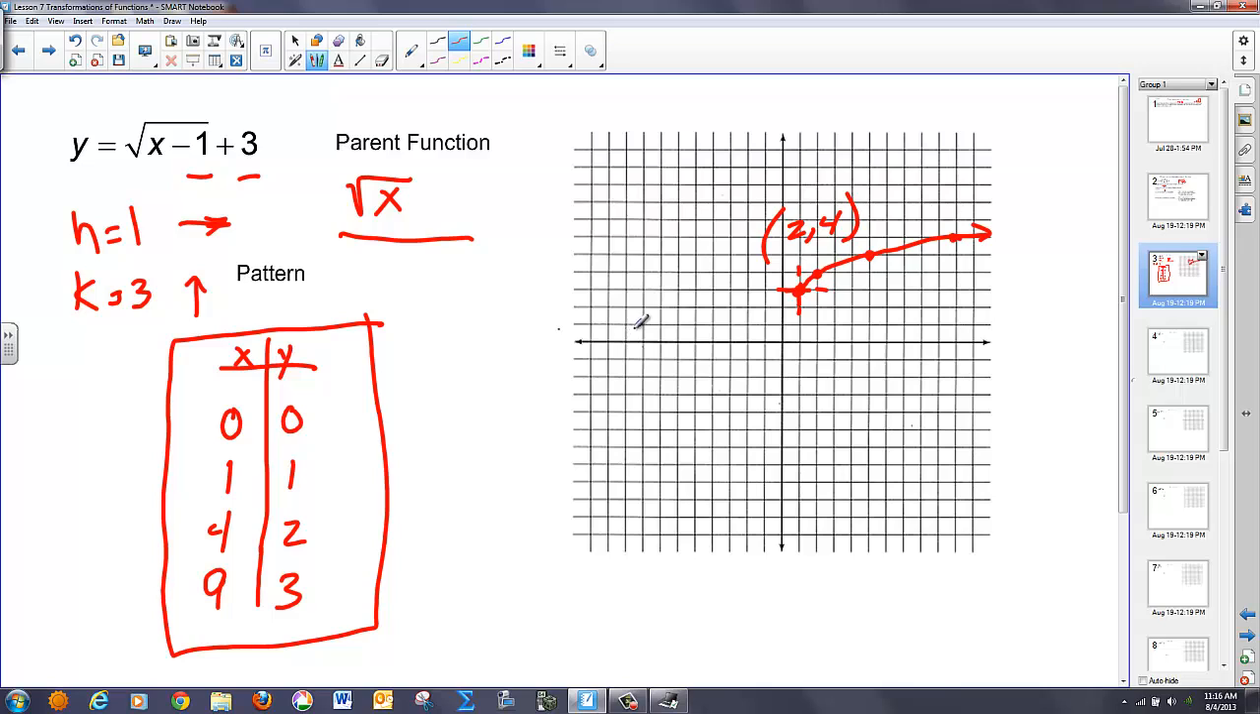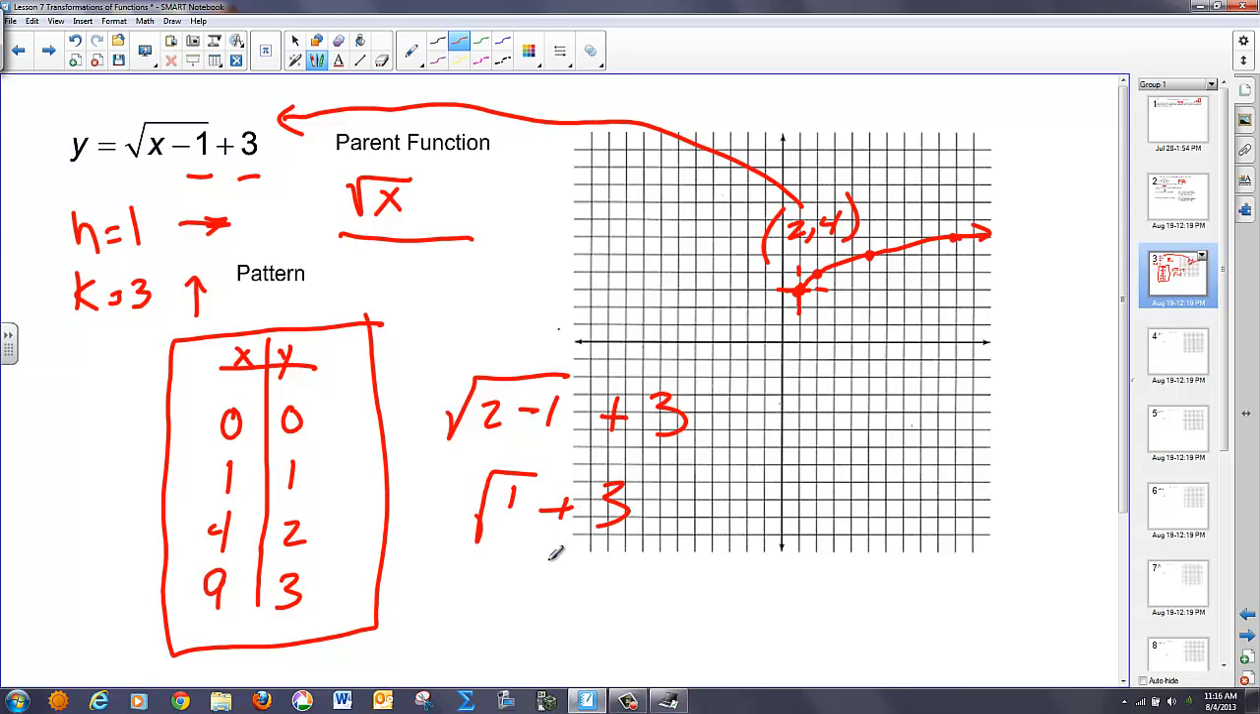So this point (2, 4) should be a solution to this equation. Well, let's plug it in and find out. I've got the square root of 2 minus 1, plus 3. It better be 4. So I get the square root of 1 plus 3, which is equal to 4, and it checks. So I've graphed this right.